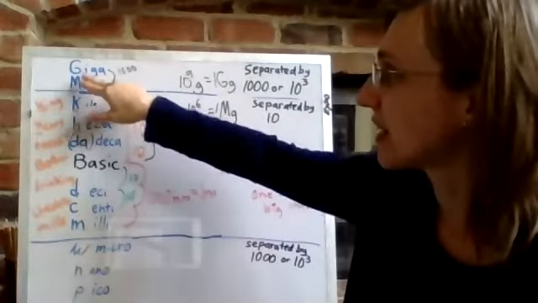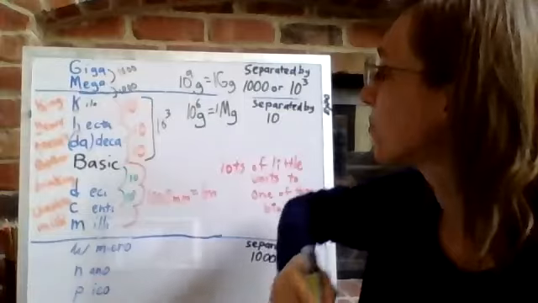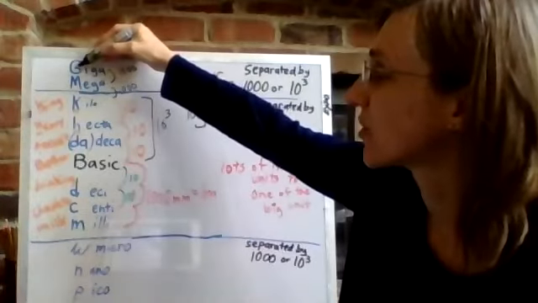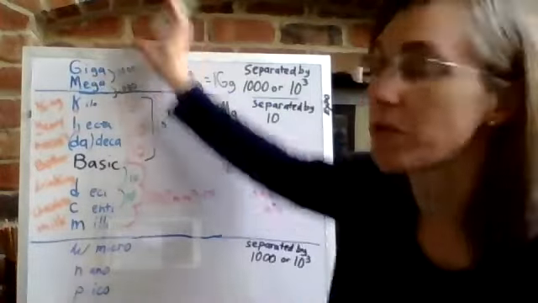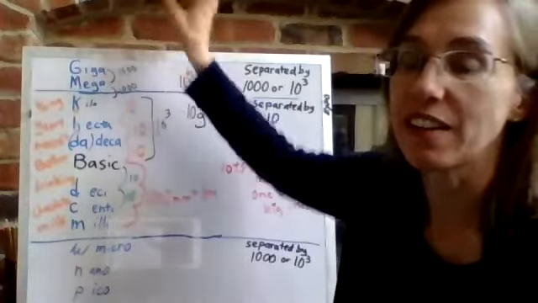You'll notice that giga and mega are both abbreviated by capital letters, capital G and capital M. Those capitals might help you remember that they are on the bigger side. They are the big guys.